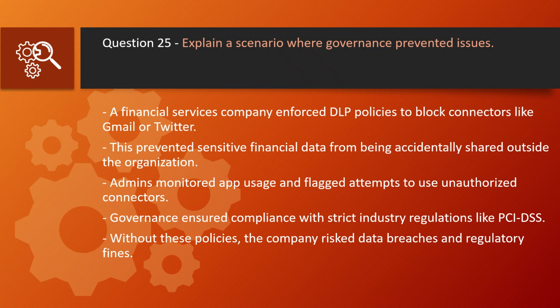Explain a scenario where governance prevented issues. A financial service company enforced a DLP policy to block connectors like Gmail or Twitter. Why? To prevent the sensitive financial data from being accidentally shared outside the organization.